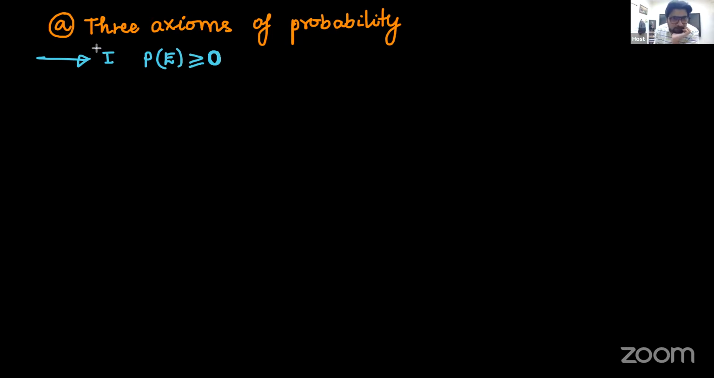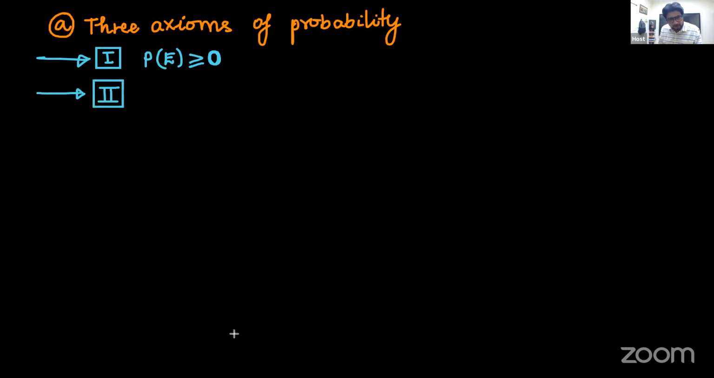So even though it is an axiom, it makes sense. It is an axiom, we cannot prove it, frankly speaking. We can only give an argument in favor of it. There is no mathematical proof. An event will never have a negative value of probability. And then we have axiom number 2.